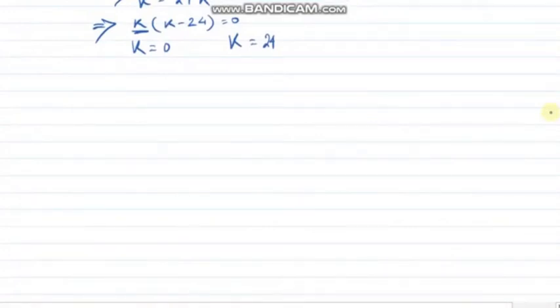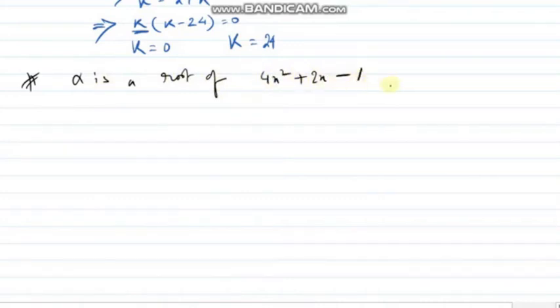One more sum I'll do, this is my favorite one. So if alpha is a root of 4x square plus 2x minus 1 equals to 0, we have to prove that another root of this equation will be 4 alpha cube minus 3 alpha.